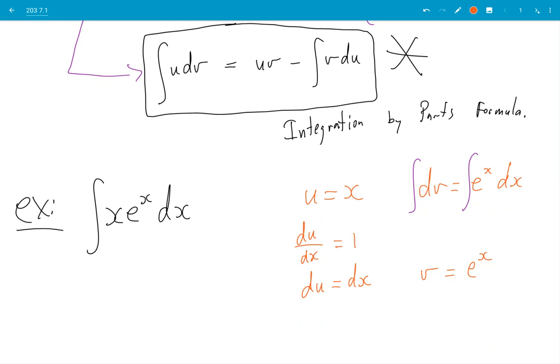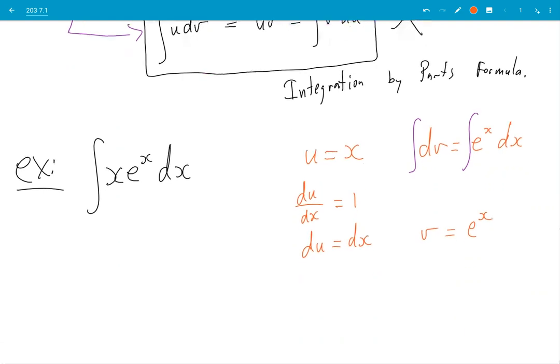Okay, you may say, oh, hey, wait a second, there should be a plus c here. In this method, we just drop that, and we'll throw on the plus c at the very end. Okay, so let me start over. We had to choose a u, and we had to choose dv. Then we do a derivative to find du, and we do an antiderivative to find v. Okay, now we're ready to use our formula.